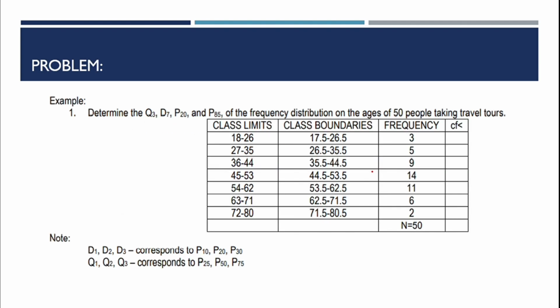The problem here: determine the Q3, D7, P20, and P85 of the frequency distribution of the ages of 50 people taking travel and tours. We have to take note of this one.